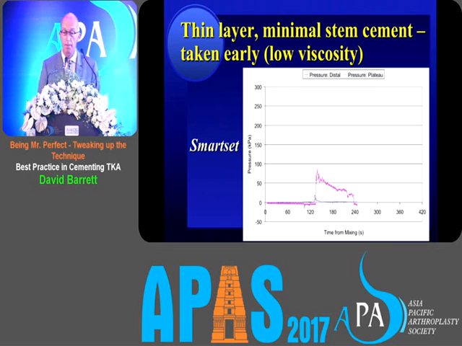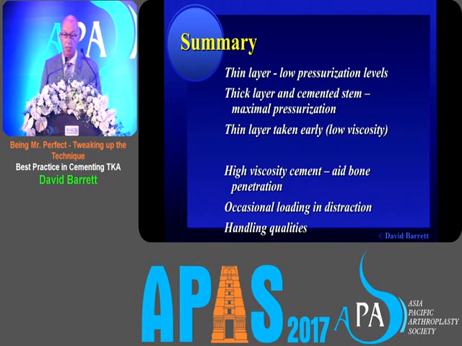And so that's a very important take-home message, is that we should use a thick layer of cement. We should put cement down the stem. We should make sure we use a high viscosity cement, and I will get the cement onto the metal early because that prevents any debonding we might see between the cement and metal.